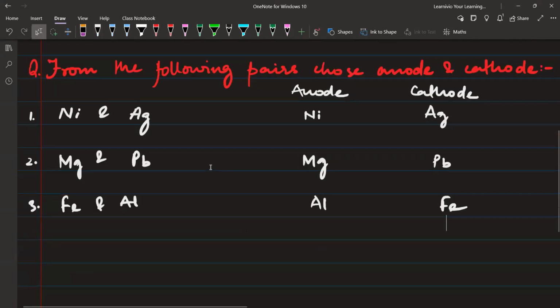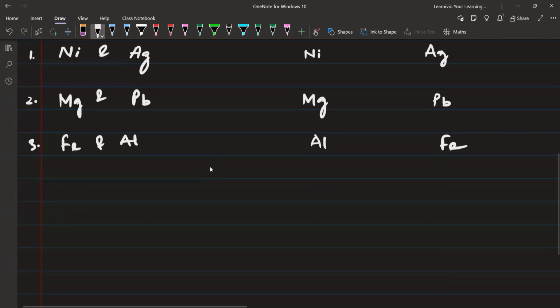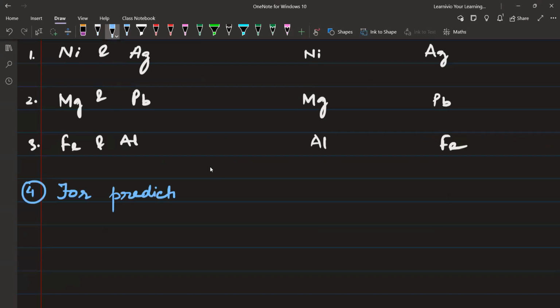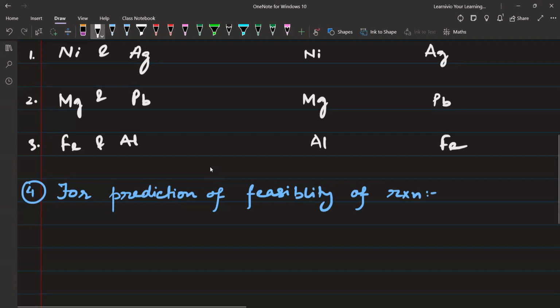Fourth, for prediction of feasibility of reaction. टॉपिक लिख लीजिए तो बताइए, then I will explain it. Done, sir.